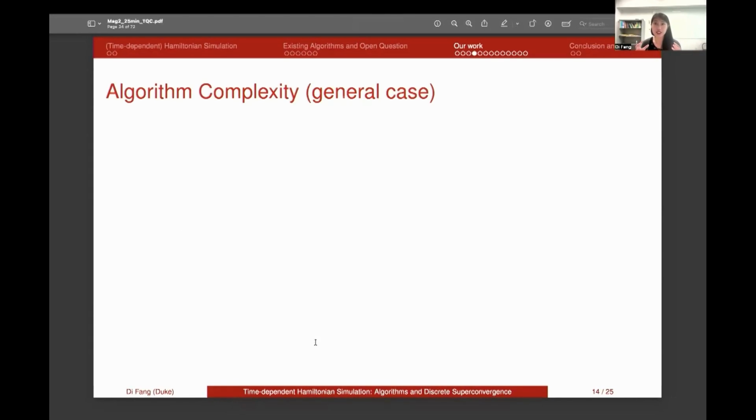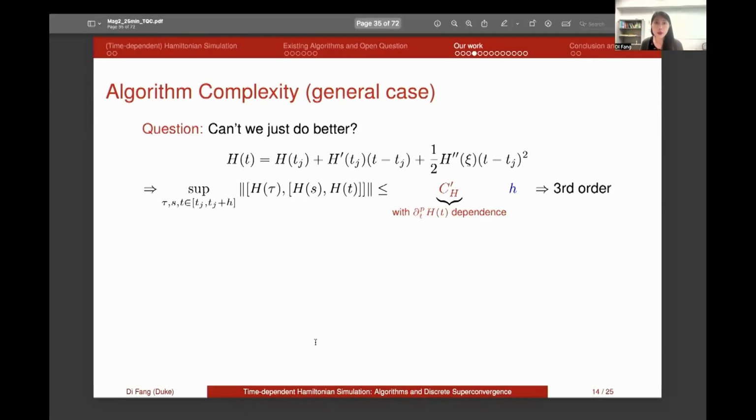So now I would like to dive a little bit more into the complexity analysis. You may wonder, okay, now I have commutator scaling, I have second order as what I showed you before. Because I have commutator scaling, couldn't I do better? Can we just do better by making a Taylor expansion? And then the leading order terms will all get canceled. Instead of first order, second order, you get an additional H, which gives us third order in general.